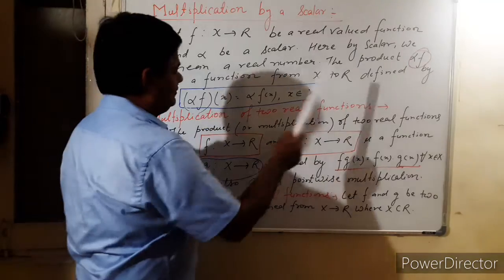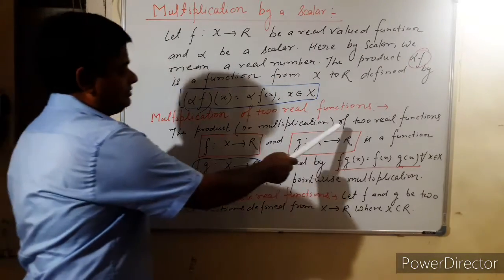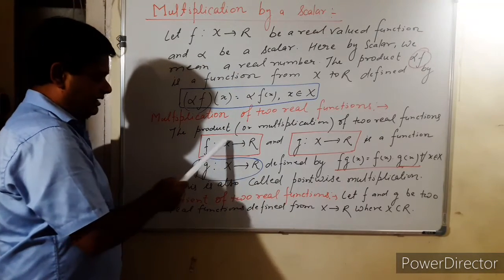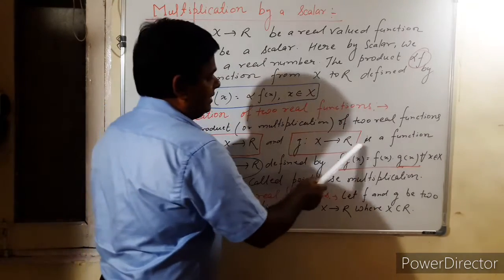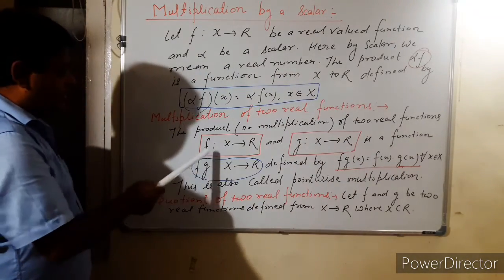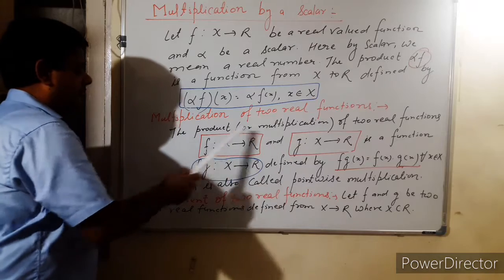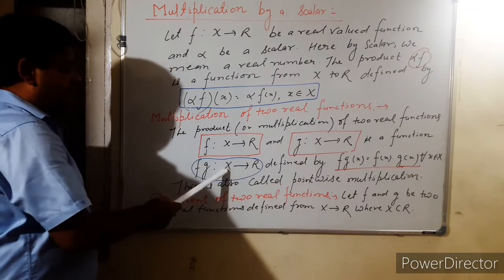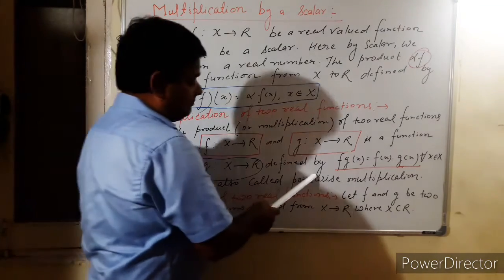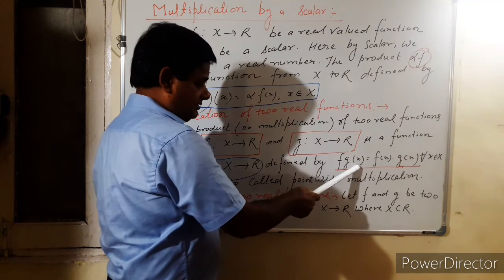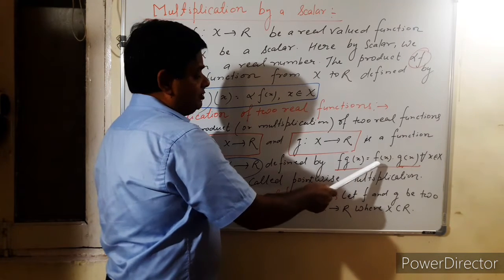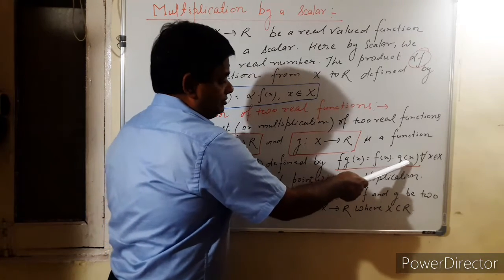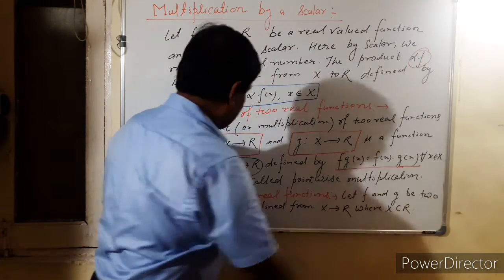Multiplication of two real functions. The product or multiplication of two real functions f: X to R and g: X to R is a function. Here it is the multiplication f into g, fg, because both are X to R. So fg: X to R is defined by (fg)(x) = f(x) into g(x), for all x belongs to X.